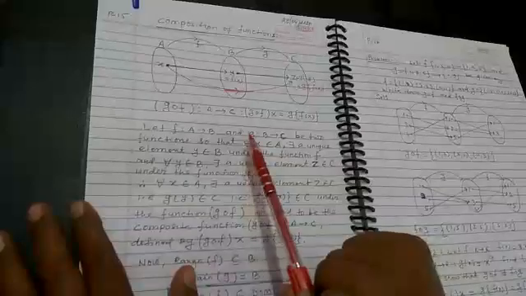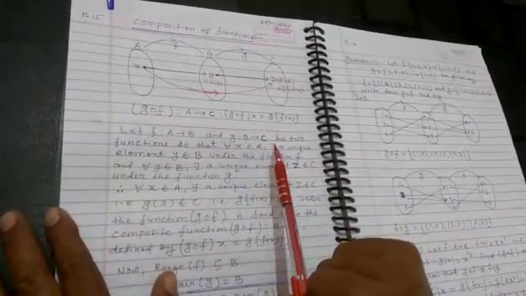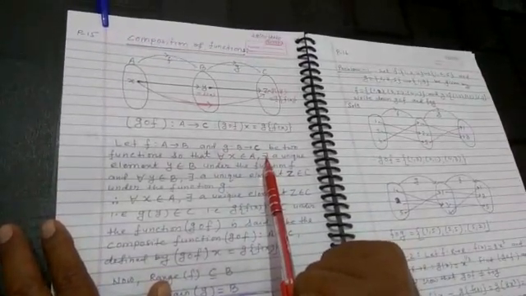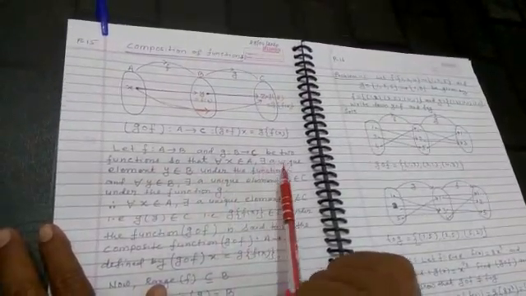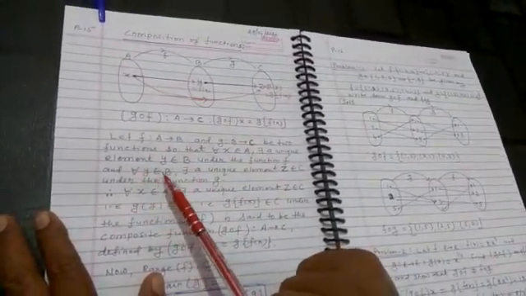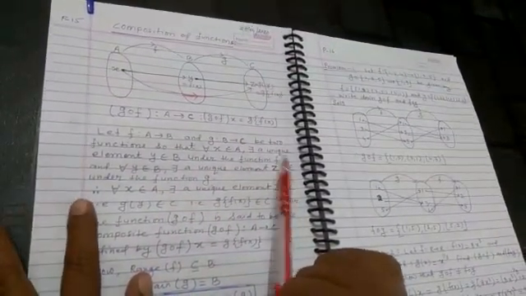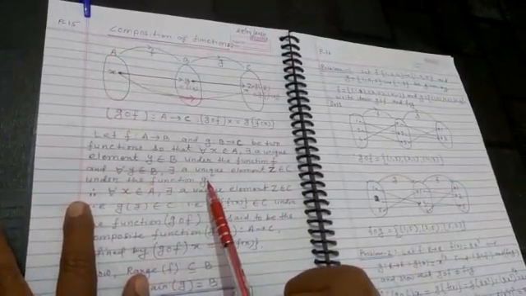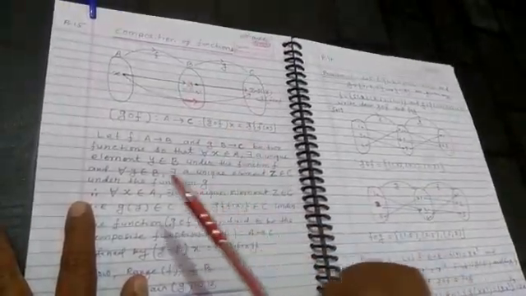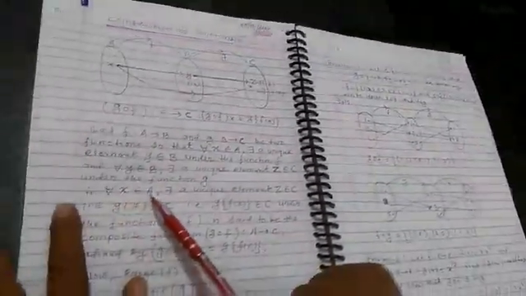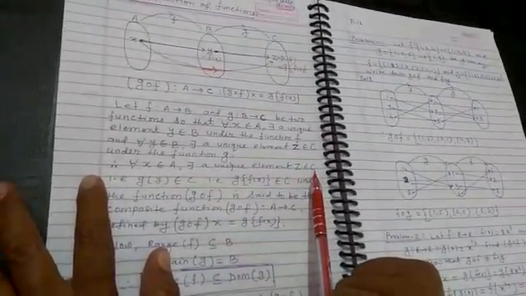Let f: A to B and g: B to C be two functions so that for all x belongs to A, there exists (this is the sign of there exists) a unique element y belongs to B under the function f, and for all y belongs to B, there exists a unique element z belongs to C under the function g. So in conclusion of this above statement, it can be said for all x belongs to A, there exists a unique element z belongs to C.